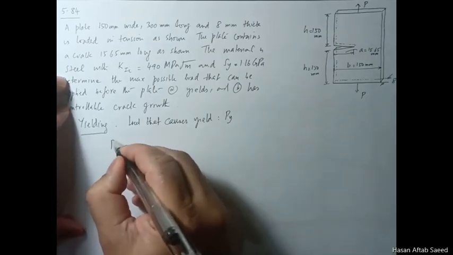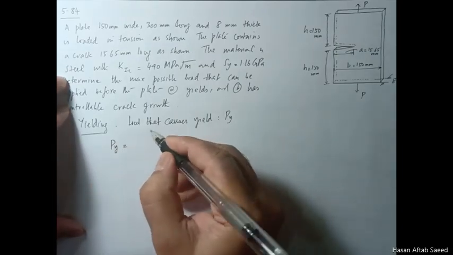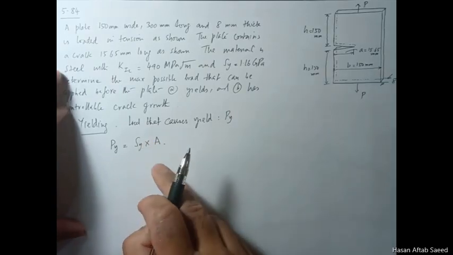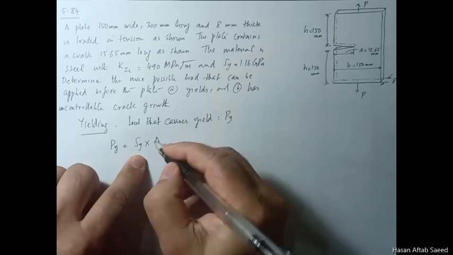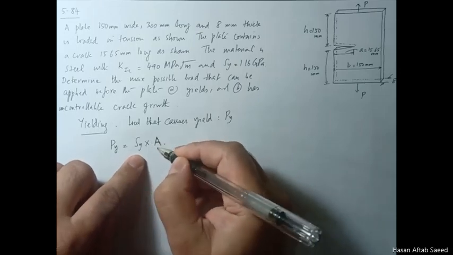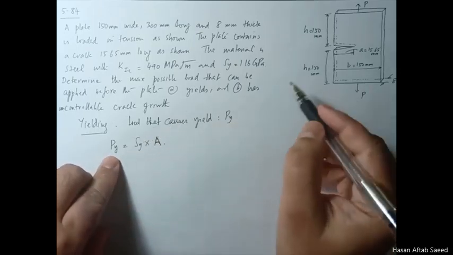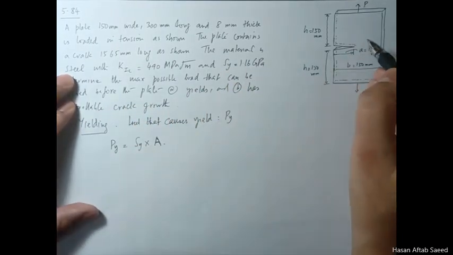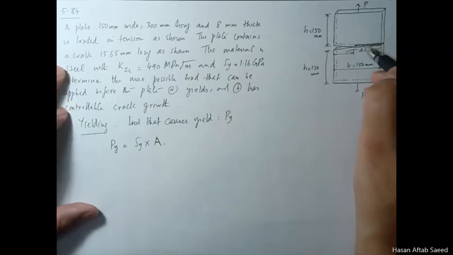Now Py is simply Sy, the yield strength, times the area, if the whole of the cross section yields, because general yielding means the whole cross section will yield. And which cross section are we talking about? Obviously the stresses are highest here, so this will yield first and then this keeps on yielding, and what happens is this whole cross section yields.